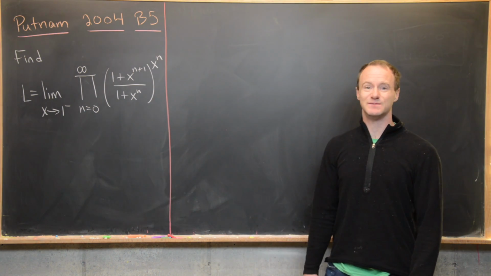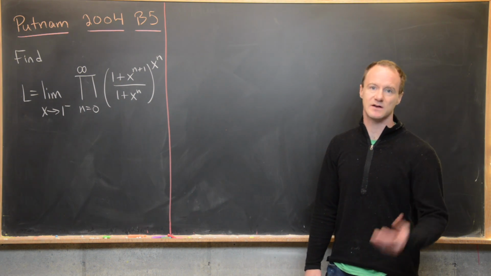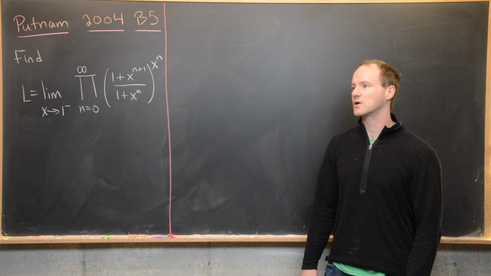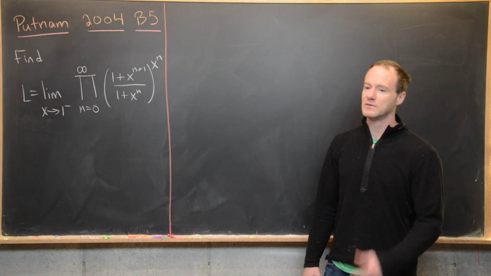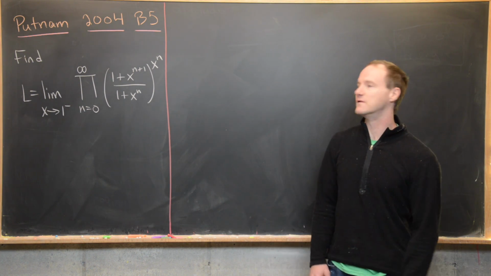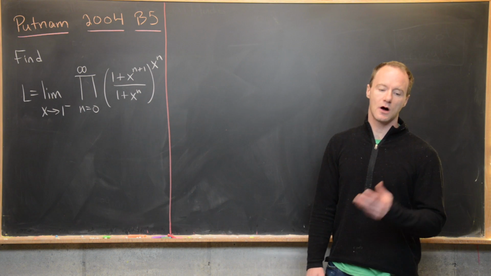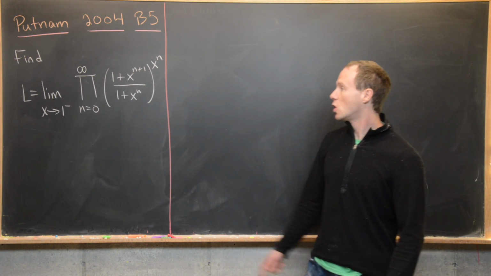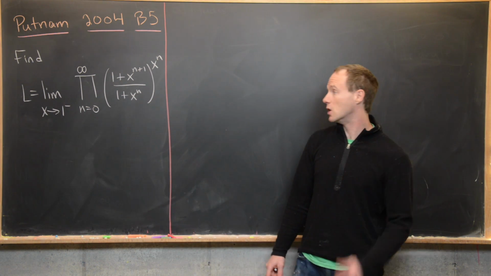So the fact that this is B5 means it's near the upper end of difficulty of Putnam type problems. And things can be at the upper end of difficulty for a couple of different reasons. They can be really tricky, or they can be really technical, or maybe a little bit of both. And I would say this is more on the side of being technical, although there will be some tricks involved as well.